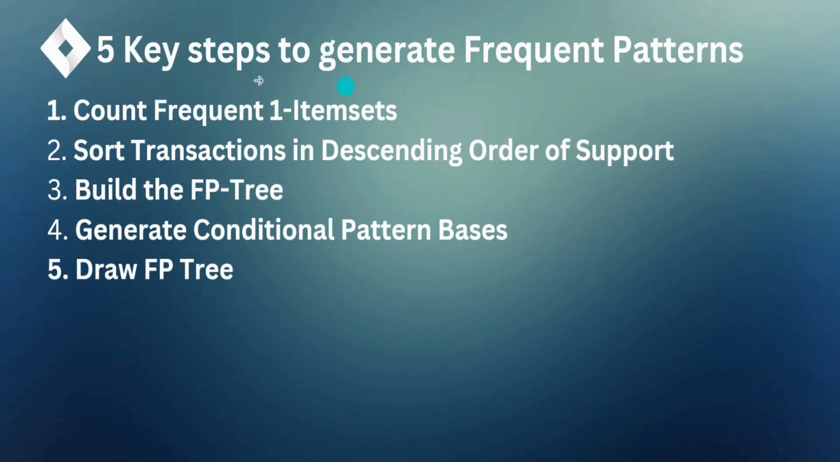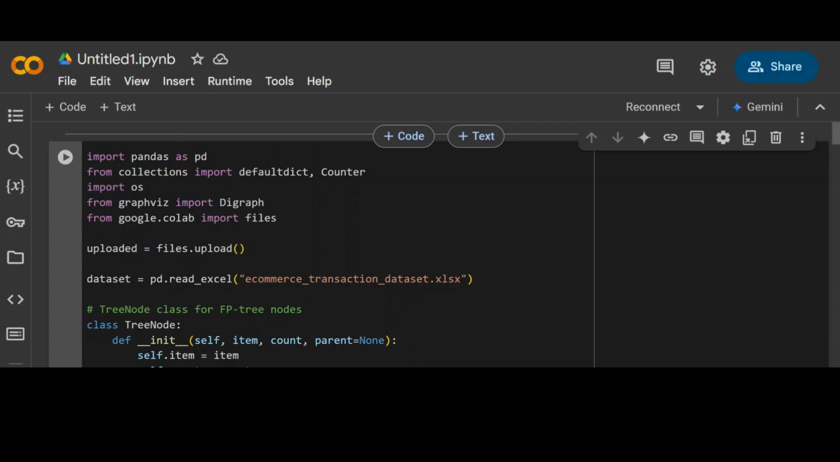patterns. Five key steps to generate frequent patterns are: count frequent one item sets, sort transactions in descending order of support, build the FP tree, generate conditional pattern bases, and draw the FP tree. Today we are giving a line by line detailed explanation of our FP growth implementation.